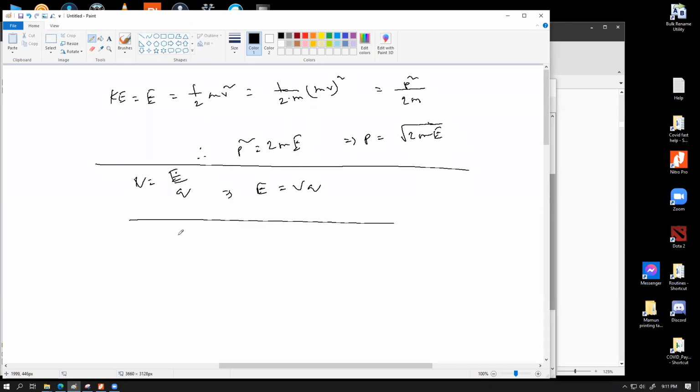Our original equation was lambda equals h divided by root over 2mE. Replace that by h divided by root over 2m into VQ. In this equation, h is a constant that we know. Lambda is already given to us. m is the mass of an electron, which is available in the formula sheet. Q is the charge of an electron, or elementary charge, which is also available in your formula sheet. The only unknown is V. So work with the equation and find the value of V.